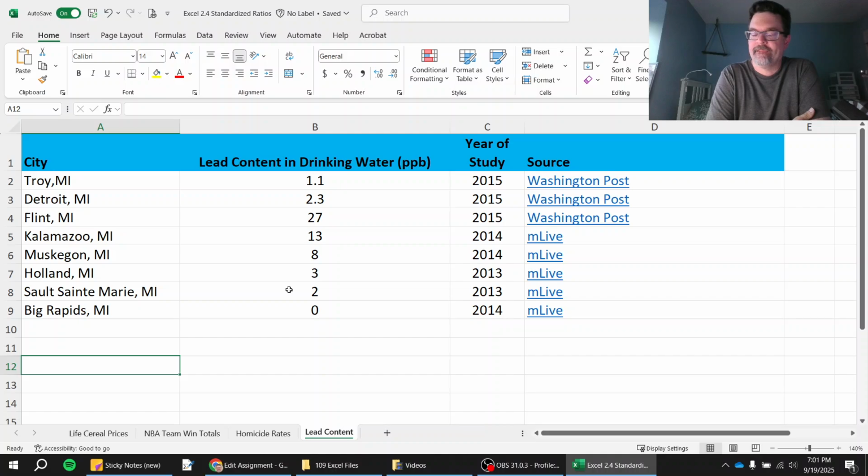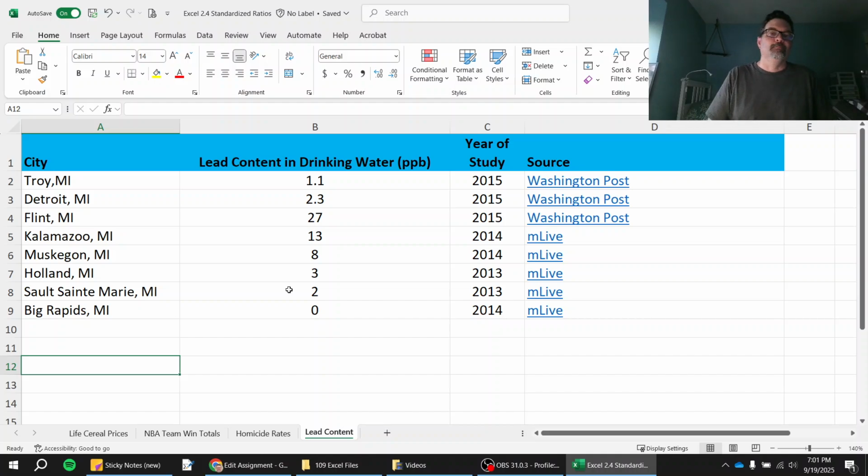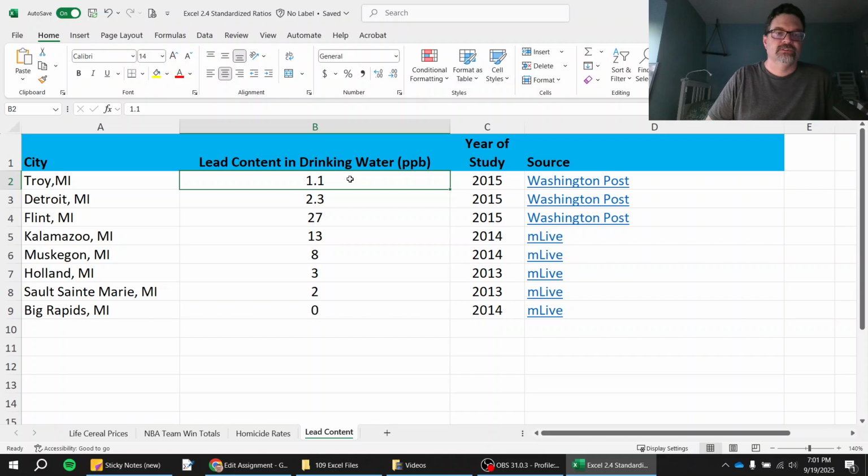All right. So on my notes here, I actually switched 2 answers because I wasn't paying attention enough. In the exploration, question B to start, what is the second number in these ratios? Well, it's parts per billion. It's billions. All right. So letter A, write the piece of data in B2. So that was right here. Troy, Michigan, they had a lead content of 1.1 parts per billion.